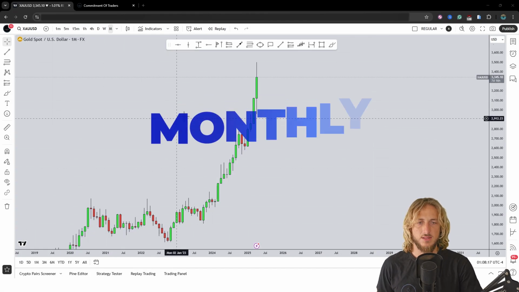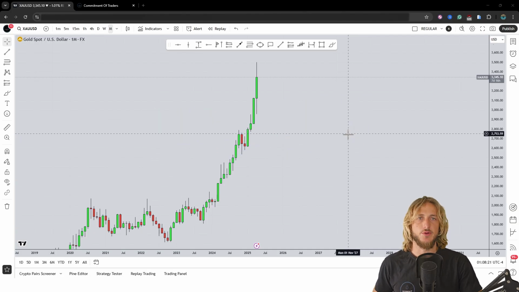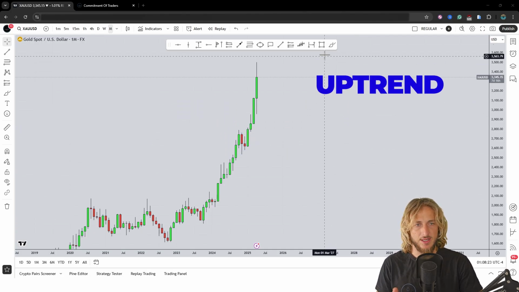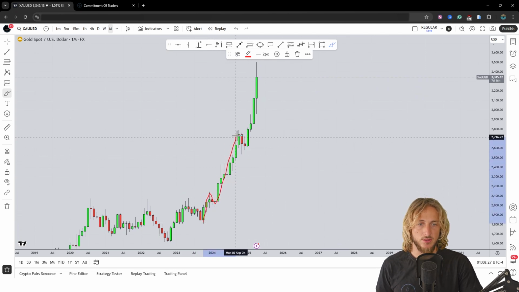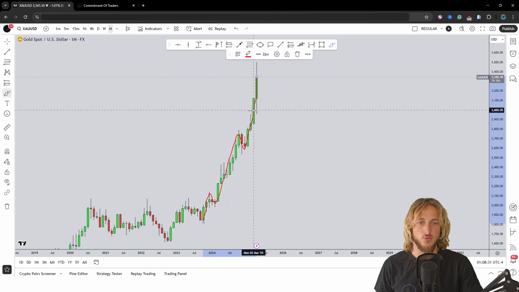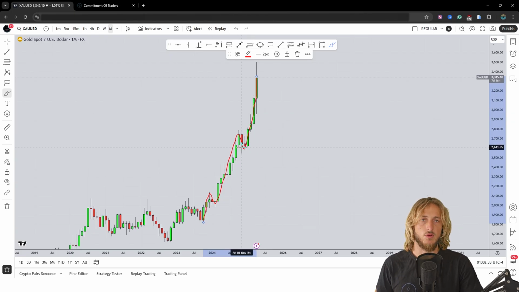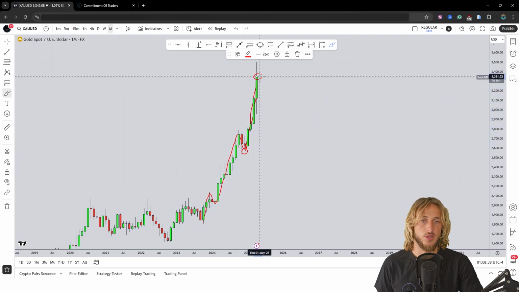Starting here from the monthly time frame, what we can see is that we have a market which clearly is in a very strong uptrend. The market has been creating a series of monthly higher highs and higher lows every single time the market broke out and created a new all-time high. Immediately it followed with a correction, printing a new higher low and then continued higher.